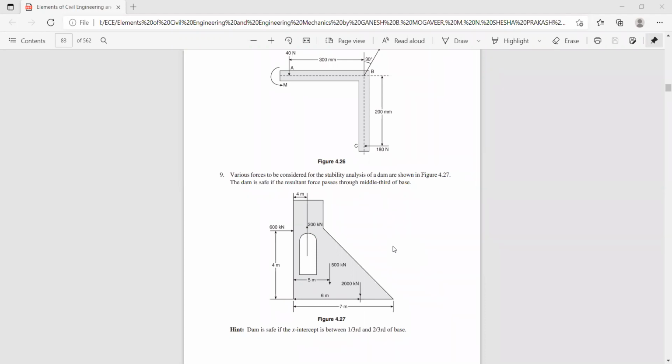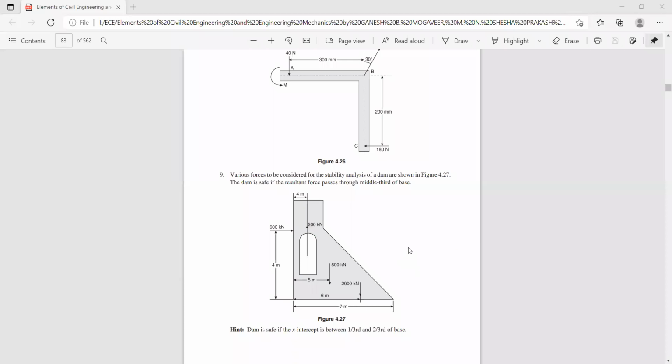Final sigma MA. How much? 500 into 5 is 2,500, and this is 2,000 into 6, which is 12,000. 12,000 plus 16,100. Okay. So sigma MA is 16,100.